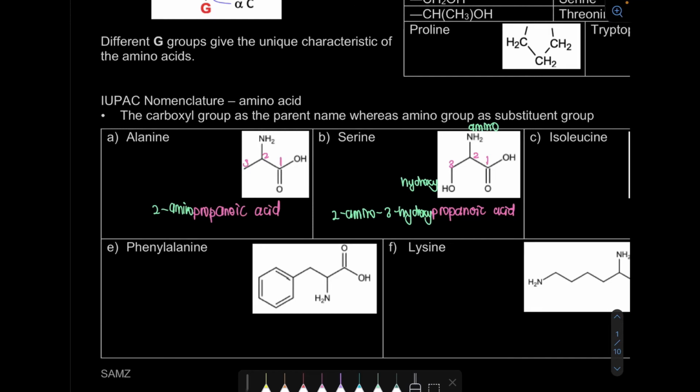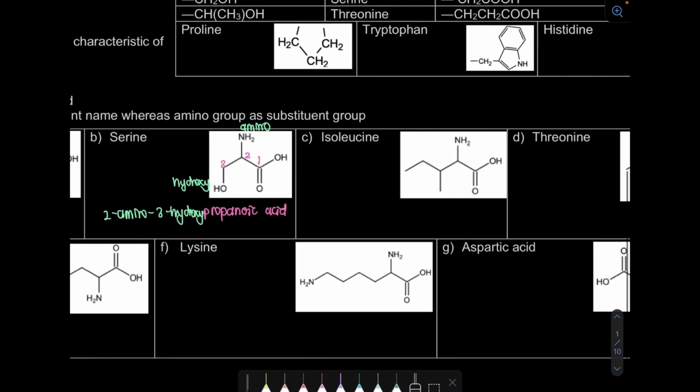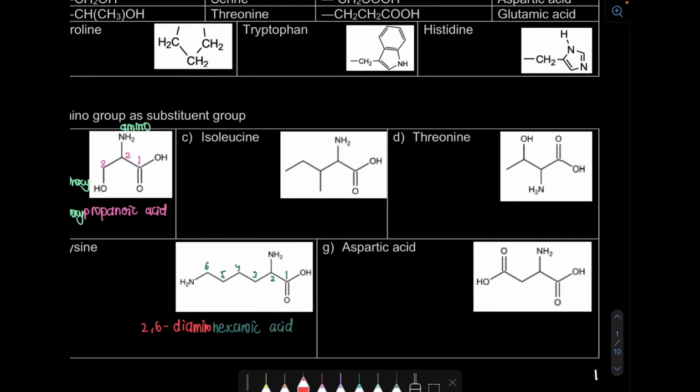Okay, so now let's look at question F. Let's count. We have how many carbons? We have 6, so it will be hexanoic acid. But on carbon number 2 and 6, we have identical substituents. So it will be di, but di what? Make sure to write down the number as well, sorry. So it is 2,6-diamino.